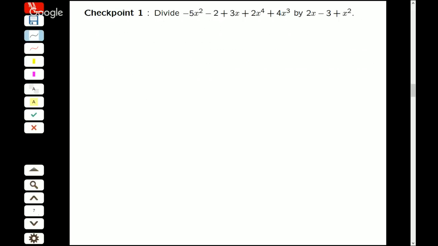Notice they didn't put it in order. I copied this one from the book. They did not put it in order. So let's put it in order.